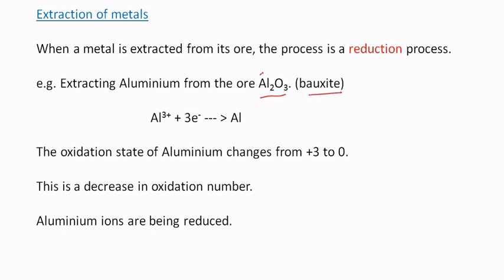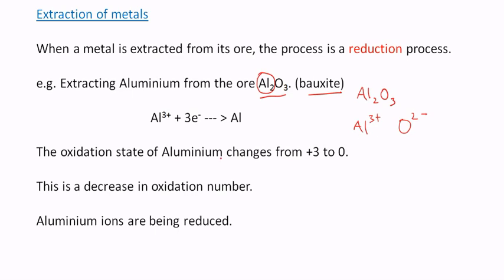If we want to extract aluminium from this ore, the reaction that is taking place is Al3+ plus 3 electrons produces aluminium. Because remember, bauxite is Al2O3, and the aluminium has a 3 plus charge, and the oxygen has a 2 minus charge.